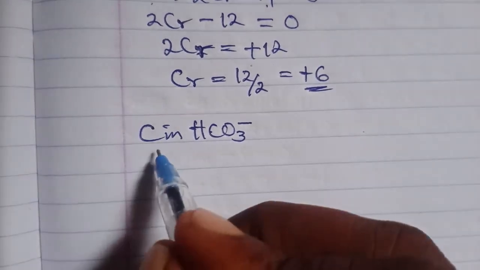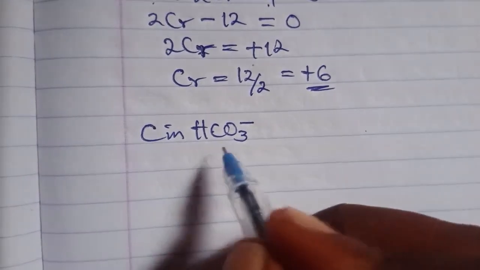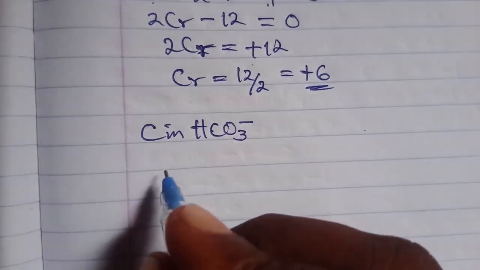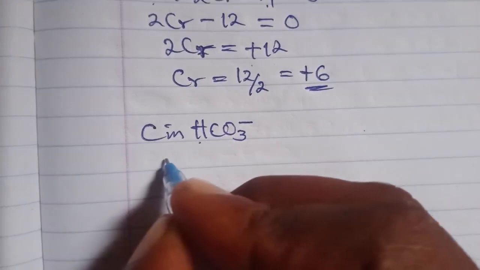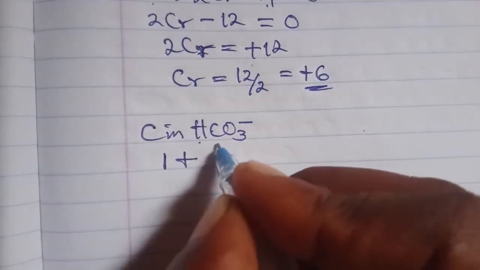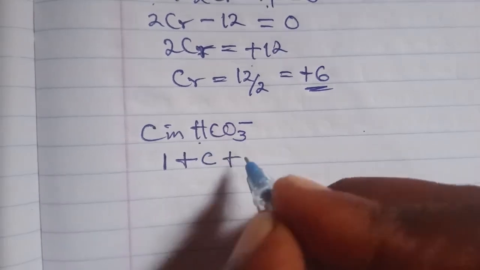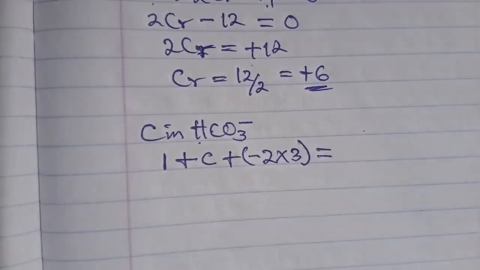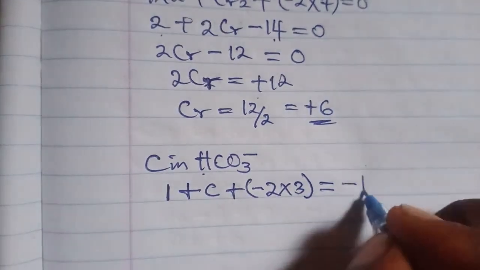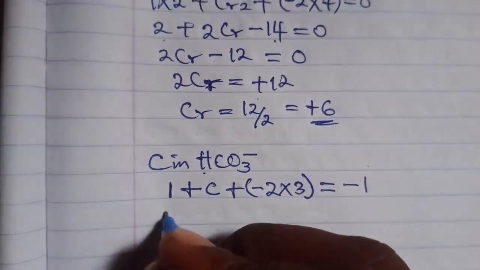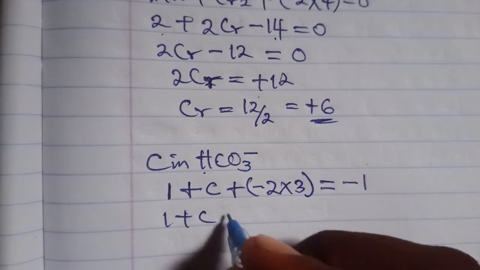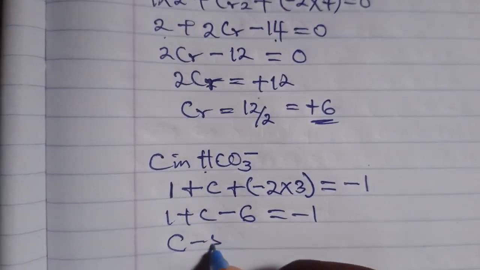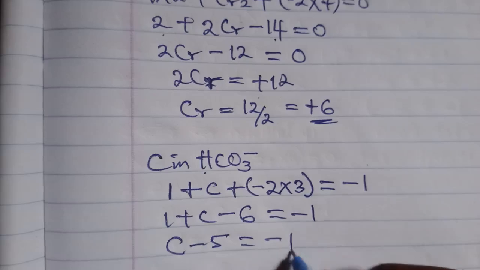Now let's find the oxidation number of carbon in this compound. Remember, this has a charge of negative 1. So we'll say the oxidation number of hydrogen, which is 1, plus that of carbon that we're looking for, plus oxygen, which is always negative 2 times 3. All of them must be equal to the total charge, which is negative 1. So 1 plus carbon, negative 6 equals negative 1. So it means carbon negative 5 is equal to negative 1.